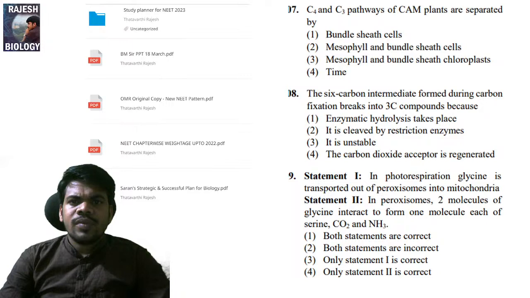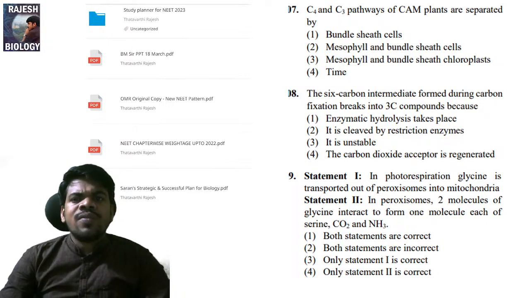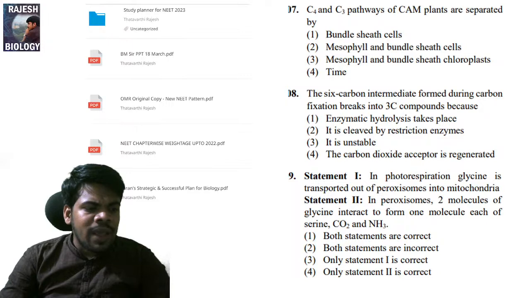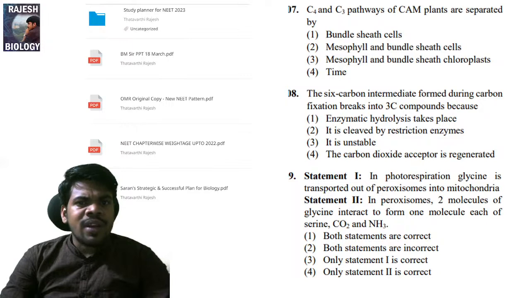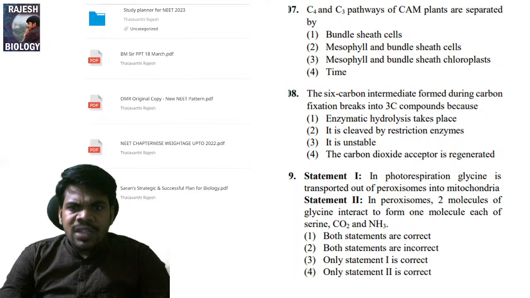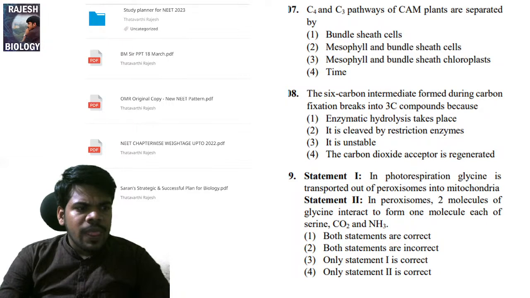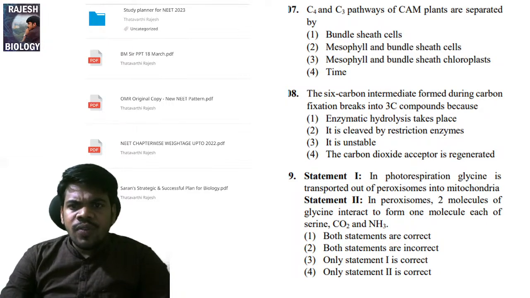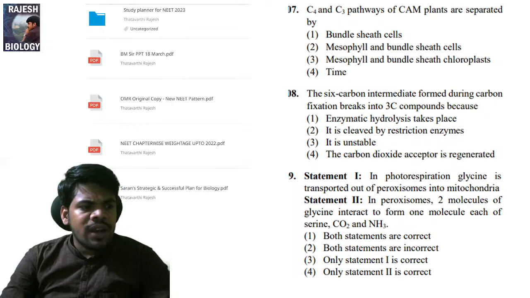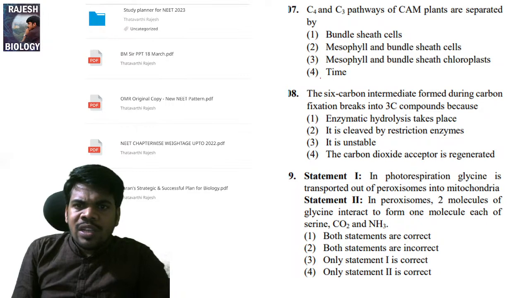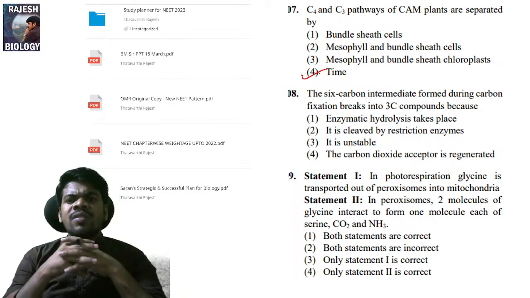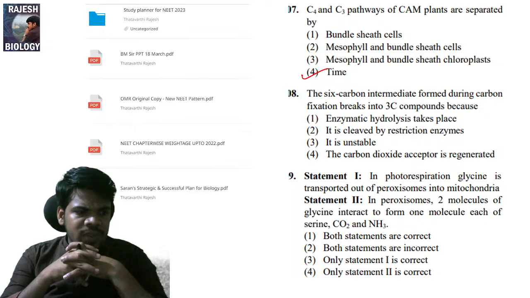Seventh question. C4 and C3 pathways of CAM plants are separated by: bundle sheath cells, mesophyll and bundle sheath cells, or mesophyll and bundle sheath chloroplast, and time. Are you saying option 1? No, it is actually the time. C4 and C3 pathways of CAM plants are separated by time. Okay.